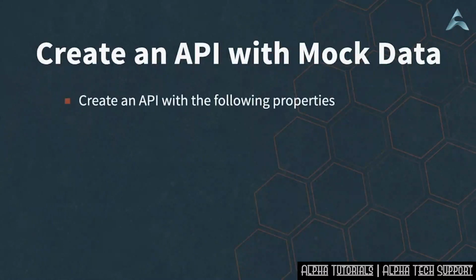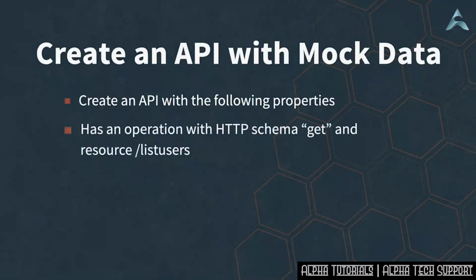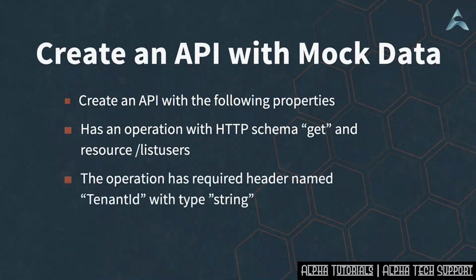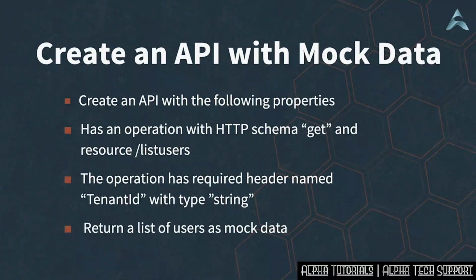In this challenge, I'd like you to create an API with the following properties. The API must have an operation with HTTP schema GET and a resource of list users. The operation must have a required header named tenant ID with type string, and return a list of users as mock data. The definition for the list of users is up to you.